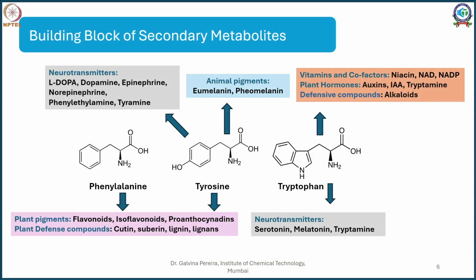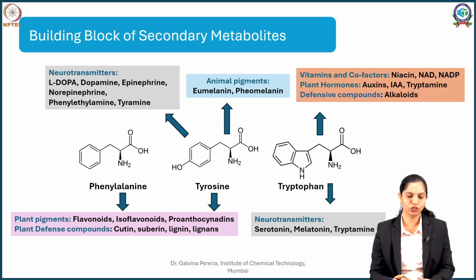If you see your phenylalanine, phenylalanine helps to contribute along with tyrosine in preparation of plant pigments such as flavonoids, isoflavones, anthocyanins, proanthocyanidins, which later on get converted into condensed tannins. Not only that, it helps in preparation of a lot of defense compounds. This includes your cutin, suberin, lignin, lignans, as well as your cinnamic acid derivatives.